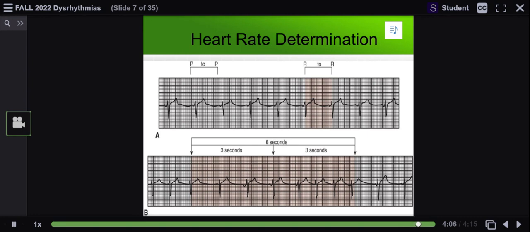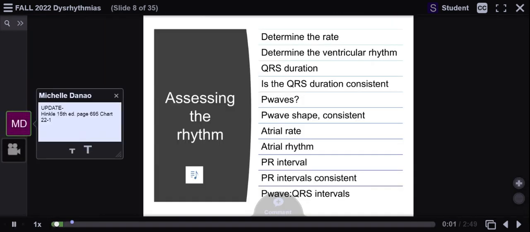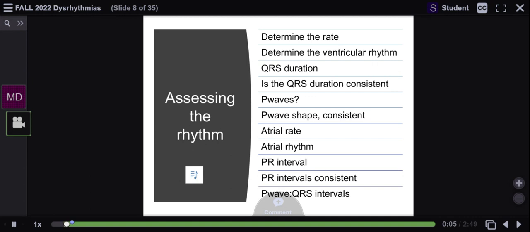meaning everything is normal, just like your normal sinus rhythm, except for the rhythm. The rhythm is irregular. You can find in your Bronner book, page 717, chart 26-1. It gives you the interpretation of dysrhythmias, the systematic analysis of the ECG.